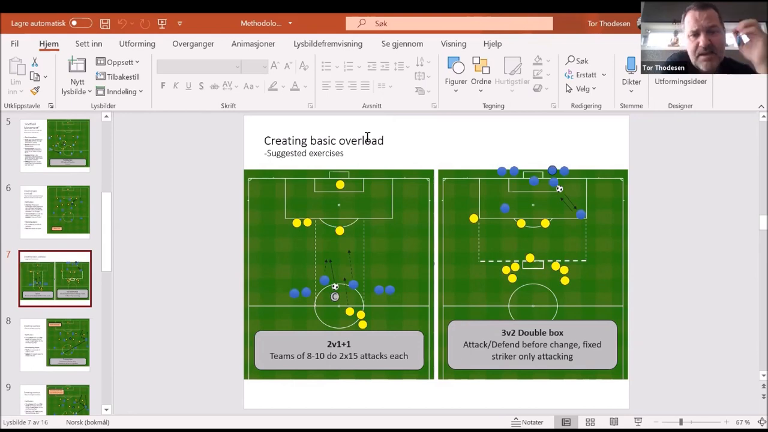Some exercises. If we look at the left one, I call it the 2v1 plus 1. You start from halfway line with two blue players attacking. We have made a corridor at the width of the circle. So the 2v1 against the one yellow there has to penetrate through that corridor. When they get into the box, we play in the full goal area. But the penetration has to be between the cones in that zone.